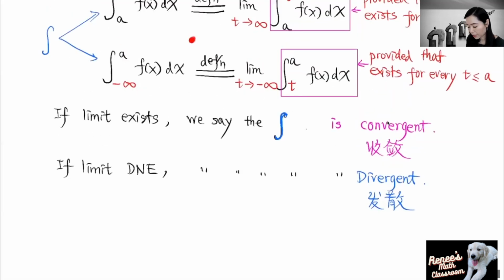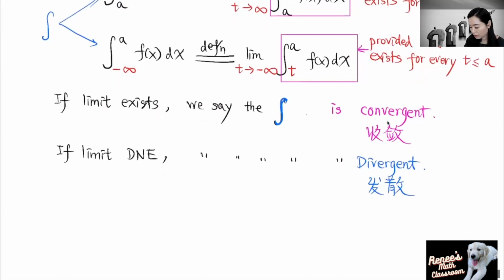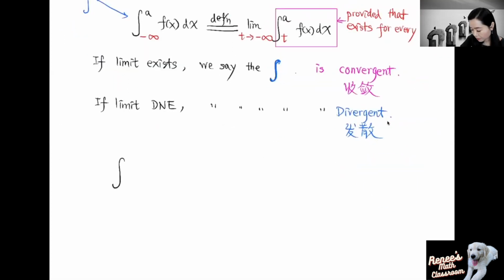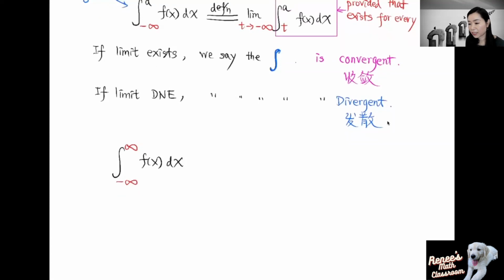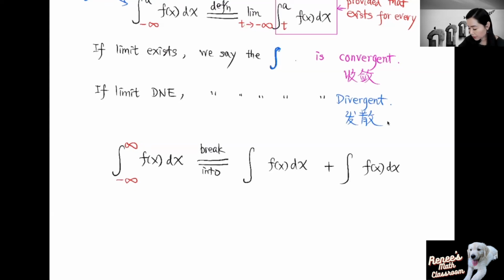So if the limit here is a real number, then it's convergent, and if it's not a real number, then it's divergent. Some of you will ask, what happens if the upper and lower limits are infinity and negative infinity? How would you like to define this? First, we break it into two parts. The first integral goes from negative infinity to a, and the second goes from a to positive infinity. So break it down into two improper integrals.